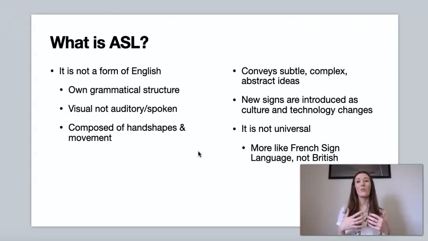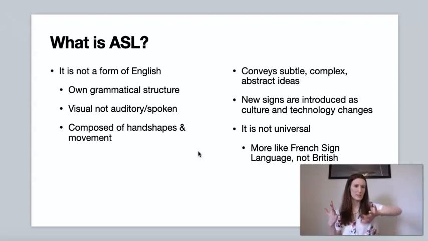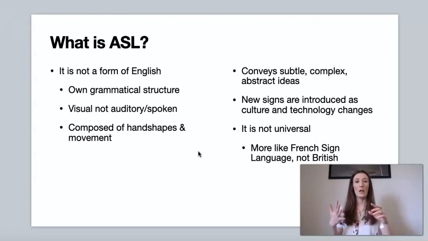Those handshapes and movements are part of the 5 parameters. So the 5 parameters: handshapes, palm orientation, which is your palm up, down, to the side, forward, or facing you. Location, where in front of your body or maybe on your body you are putting that handshape. Movement: are you moving it, yes or no? And then how are you moving it if you are?